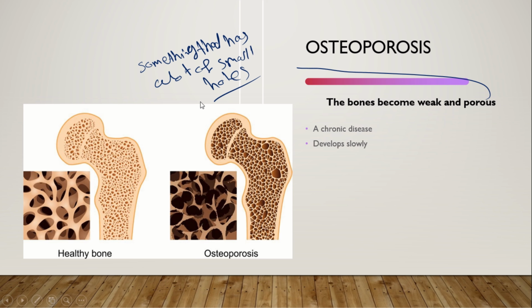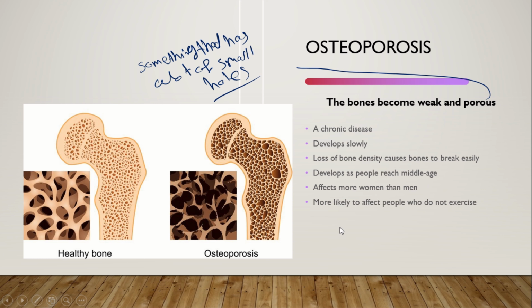A chronic disease that develops slowly. Loss of bone density causes bones to break easily. The density of the bones decreases and causes them to break easily. Develops as people reach middle age and affects more women than men. More likely to affect people who don't exercise. It is common in people who don't exercise regularly.